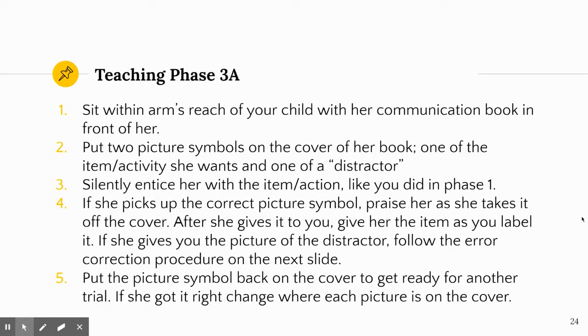Regardless of if they get it correct or they make an error, you're going to put the picture symbol back on the cover to get ready for the next trial. Where it's different is that if your child got it right, so if they handed you the correct picture, you're going to make sure that you move around both picture symbols on the front of the book. We want to do that to ensure that your child's not just always thinking, oh, I pick up the picture from the left side of the book, that's the one I take, or I pick up the picture that's on top of the book, that's the one I give them. So we really want to make sure that they're looking at the picture on the card and not just the position of where it is on that front cover.